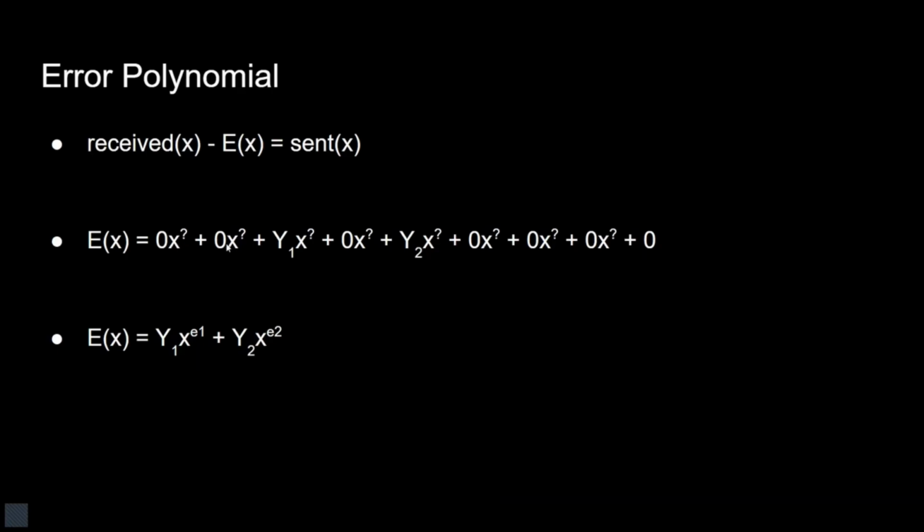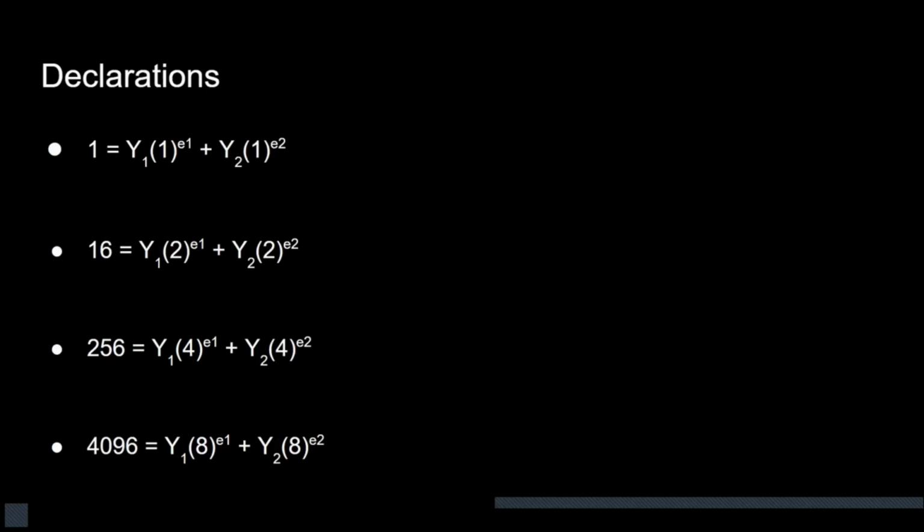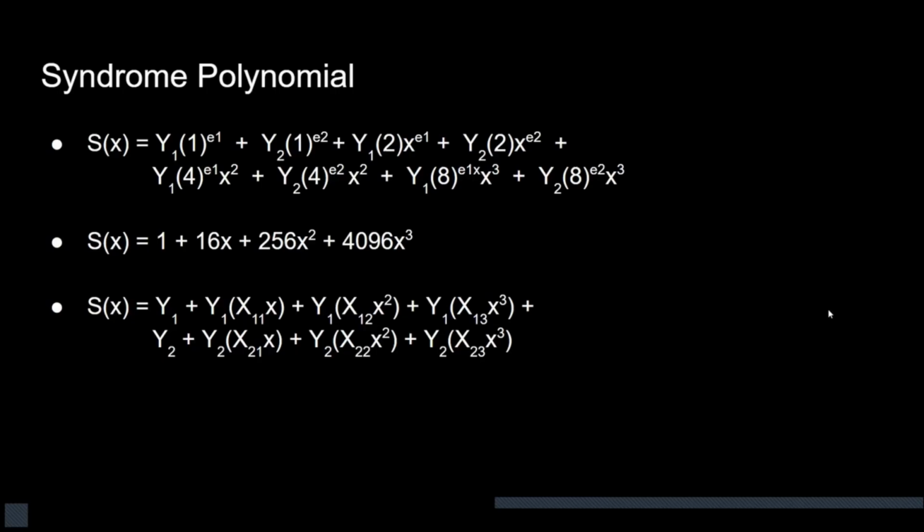As you can see here, we have all of the powers of x with 0 coefficients and then 2 with y's. These are correlated to the 2 errors that we can correct with this algorithm. We have a few declarations of equivalence here, which we will use in our syndrome polynomial later, and we will be using the roots of the generator polynomial in these. Here is the syndrome polynomial, which we construct using the equivalences from above. We also have the syndrome polynomial here using the roots from the polynomial.